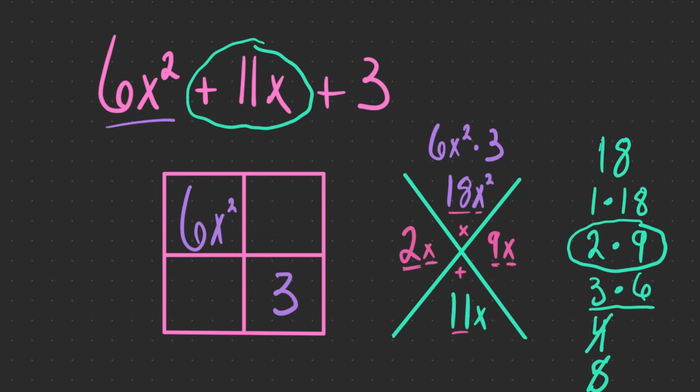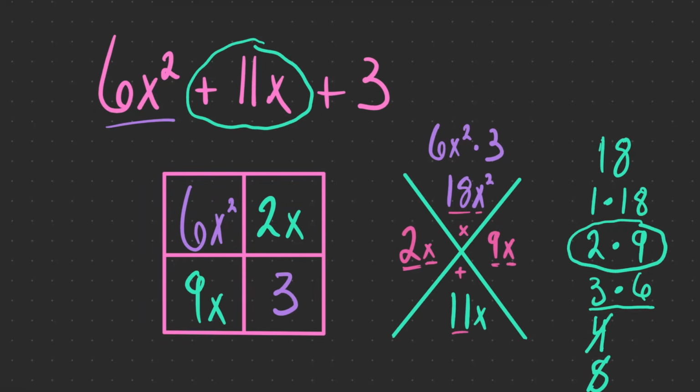Okay, so now I'm going to go back to my box. You'll find that the more of these you do, the quicker it's going to become, but this is just a great pattern to follow. So let's go back to the box, and I'm going to place 2x here and 9x here. It doesn't matter which order you place them in. If I wanted to, I could have put 9x in this box and 2x in this box. It's still going to work out.